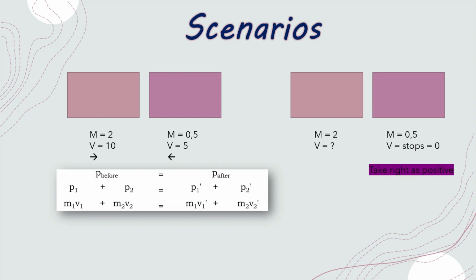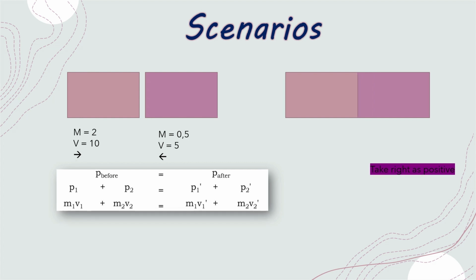The next scenario is here. You have this one going to the right, this one going to the left. Here your velocity is unknown, and here it stops. If something stops, it means 0. Again, we've taken right as positive. This is before, and this is after. You use this formula, you substitute exactly like how we did in the previous scenario. However, this velocity is unknown. You end up with your answer as 8.75 to the right.